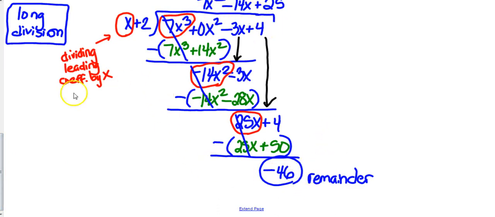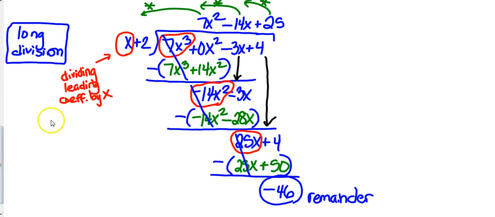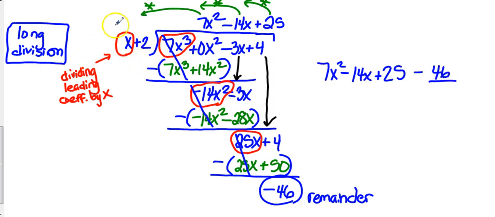This process, and the reason I used colors, I'm going to pause right here, we did the same exact steps, we just repeated those steps 3 times. So the neater you are with your work, the better you'll be. Now in terms of what the final answer is, it's right here at the top. So the result of the division is 7x squared minus 14x plus 25. Here's my remainder, minus 46 divided by x plus 2.